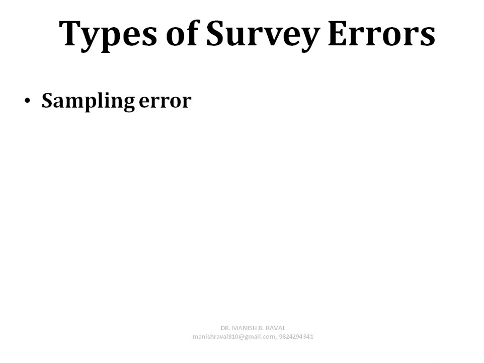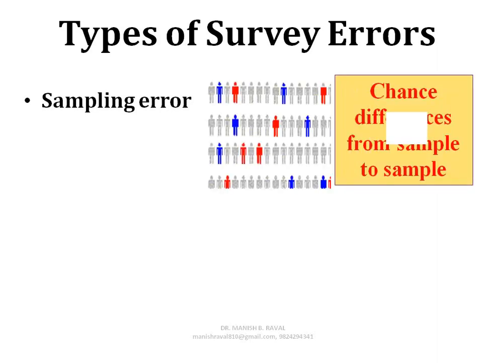Another type of error which may take place is sampling error. Friends, by chance there are differences from sample to sample, that means from one sample to another, the chances of sampling error may be different. But when such kind of error takes place in which the sample is not taken in an ideal manner, in that case also the research work may not give the true result.